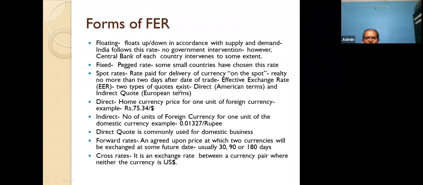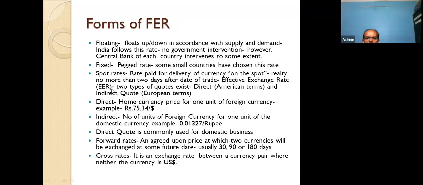Now, suppose today is Wednesday. So by end of Friday, the transaction will complete. 2 days, Thursday and Friday. So Friday evening, the transaction will be completed. Of Wednesday evening, the transaction will be completed by Friday evening. So not more than 2 days.